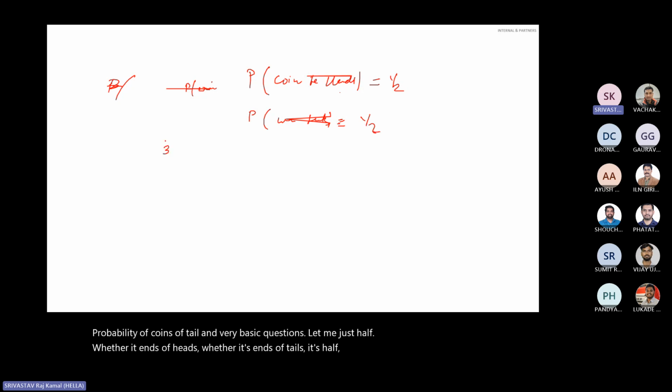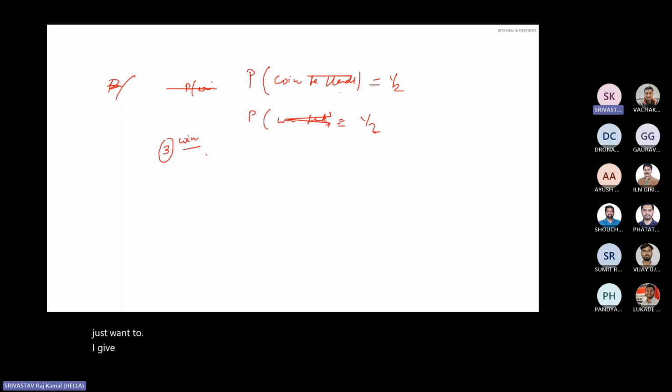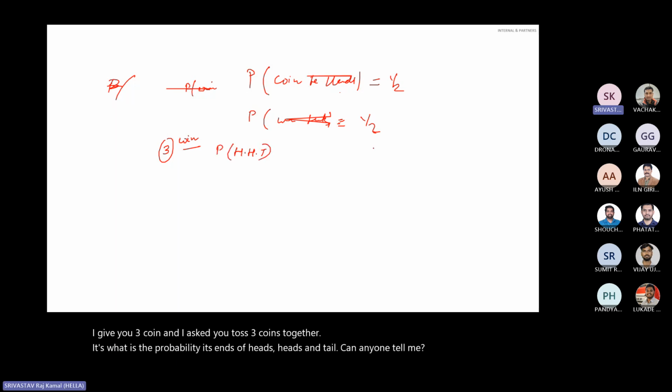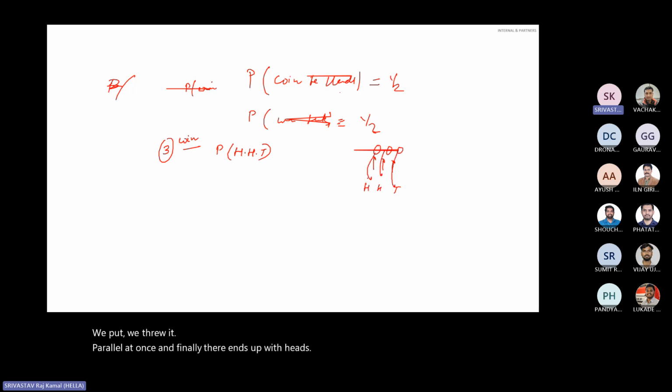I gave you three coins, and I asked you to toss the three coins together. What is the probability that it ends up with heads, heads, and tails? There are three coins, we throw them at once, and finally two end up heads and one ends up tails. What is the probability of this event? Can anyone tell me?